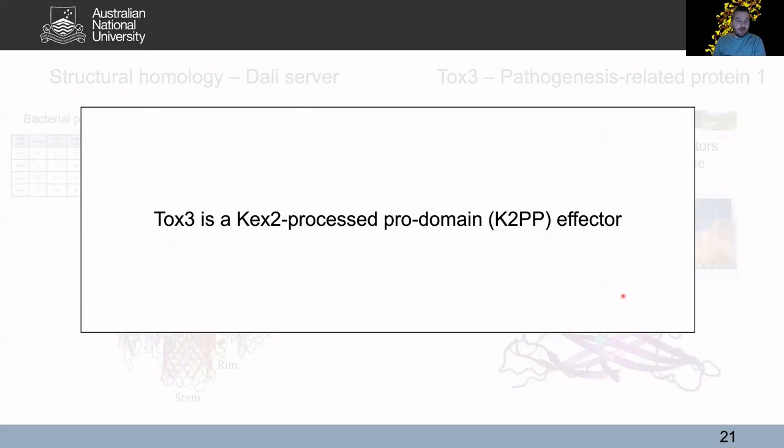So what I want to talk about for the remainder of the talk is about tox3 and its KEX2-processed prodomain. So we're calling these K2PP effectors.